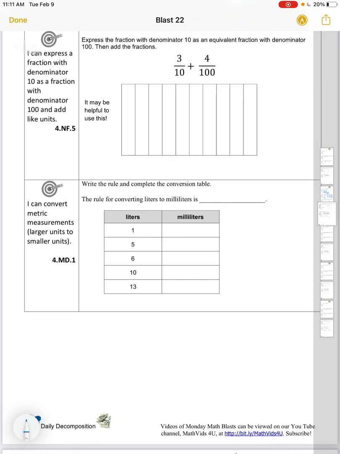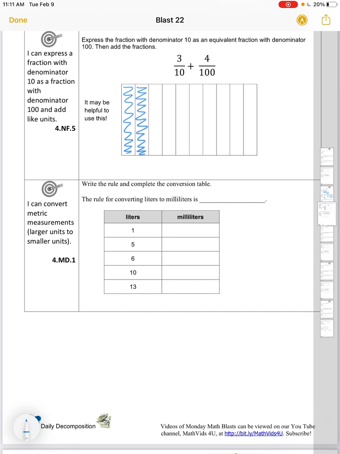So we need 2 cups of sugar. On the back side, I can express a fraction with denominator 10 as a fraction with denominator 100 and add like units. So express the fraction with denominator 10 as an equivalent fraction with denominator 100. Then add the fractions. So 3/10 is what I want to represent in the model that I'm given.